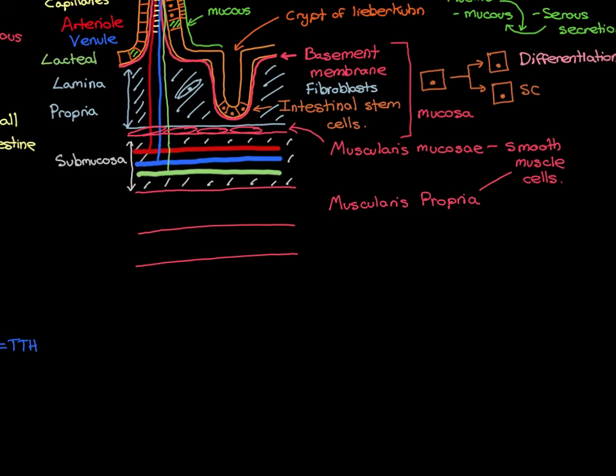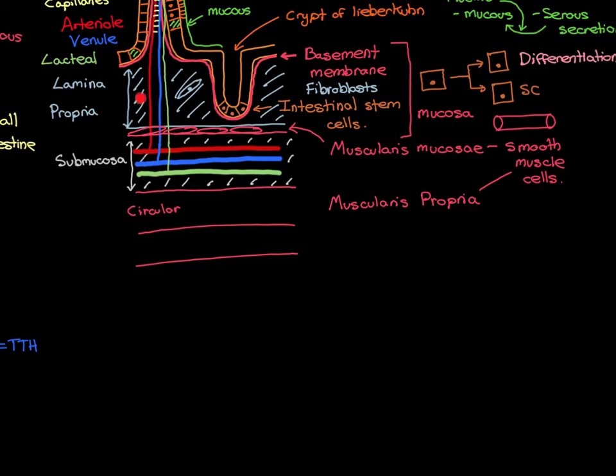So, the innermost layer is the circular layer, and these smooth muscle cells are actually going to be oriented to form rings that go around the circumference of the small intestine tube. So if I just draw a little picture over here, so this is representing a portion of small intestine, a very simple picture, it's just a tube. This there is going to have smooth muscle cells that are oriented in rings going around there.